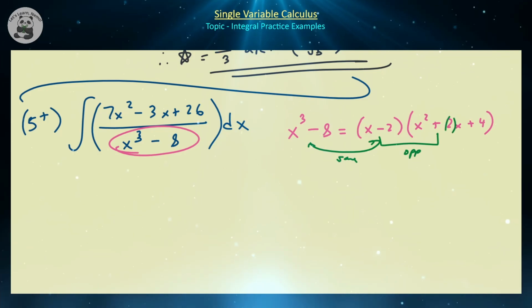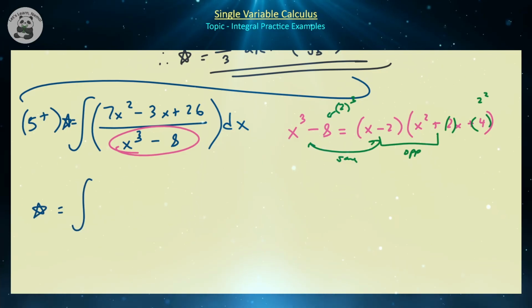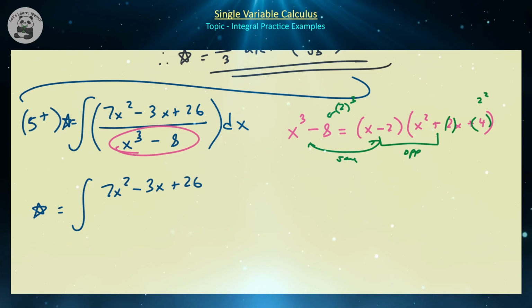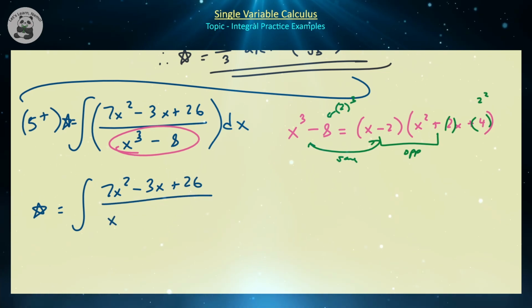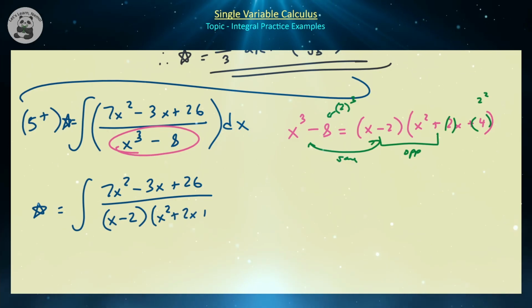And this number 2 is the number that cubed gives you 8, and that's just going to be 2 squared, in case you're not familiar with the difference of cubes relationship. So this new integral can be rewritten as the integral of 7x squared minus 3x plus 26, all divided by the factored representation x minus 2 times x squared plus 2x plus 4 dx.